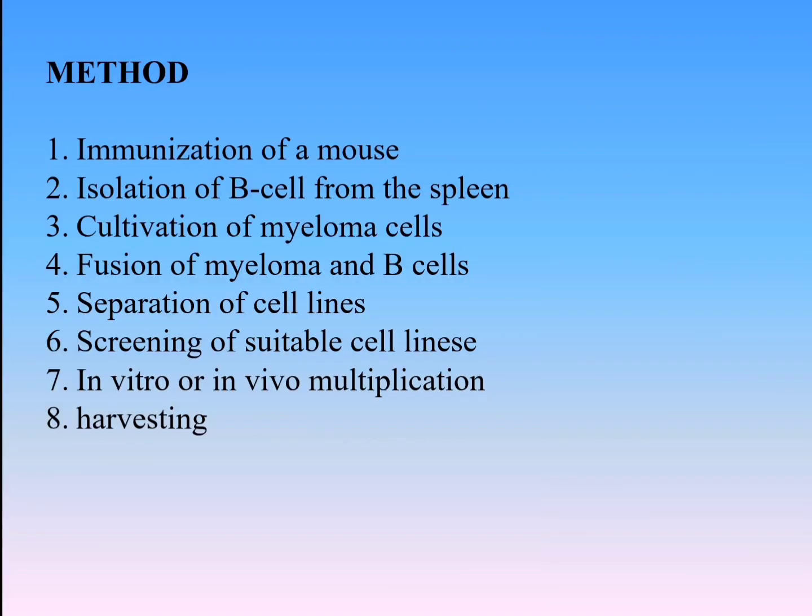The steps used for the production of monoclonal antibodies are immunization of a mouse, isolation of B cells from the spleen, cultivation of myeloma cells, fusion of myeloma and B cells, separation of cell lines, screening of suitable cell lines, in vitro or in vivo multiplication, and lastly harvesting.